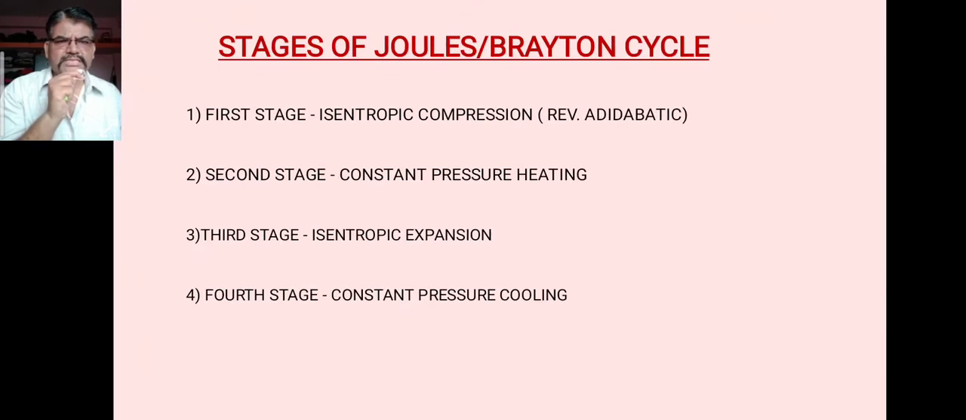We will go to the next slide, the stages of the Joule or Brayton cycle as per the diagram I have selected. The first stage, 1 to 2, is isentropic compression, also called an adiabatic process. Stage 2, that is 2 to 3, is constant pressure heating. Then stage 3, that is 3 to 4, is isentropic expansion, and stage 4, that is 4 to 1, is constant pressure cooling.